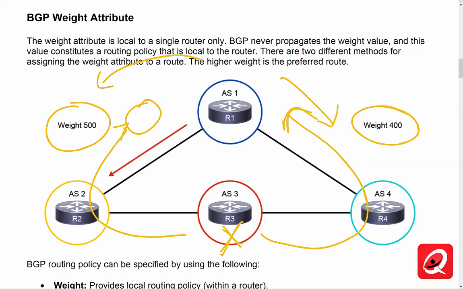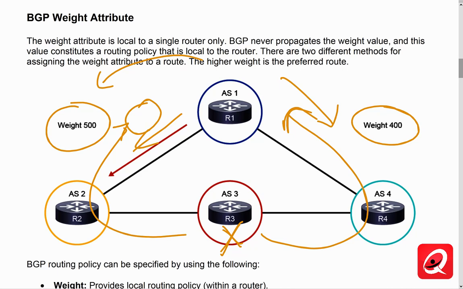So I could say, okay, for this neighbor, go ahead and apply a weight of 400 for everything from that neighbor. And for this neighbor, go ahead and apply a weight of 500 for everything from that neighbor. I could do that. I could also use an AS path access list, and I could apply a weight to the AS path. But probably the most common would be to use some sort of route map. And then based on that route map, we apply the route map to the peer.